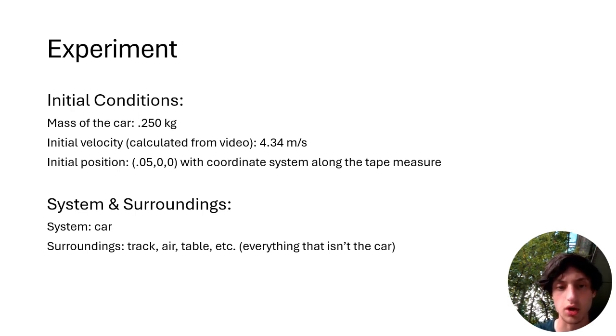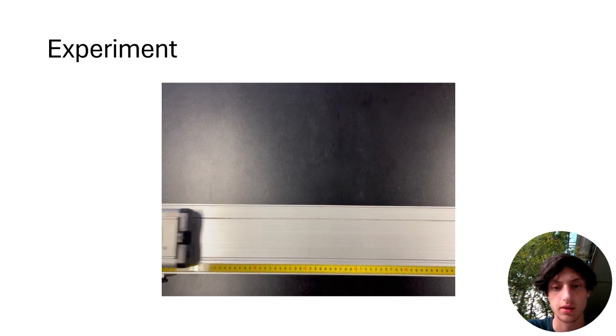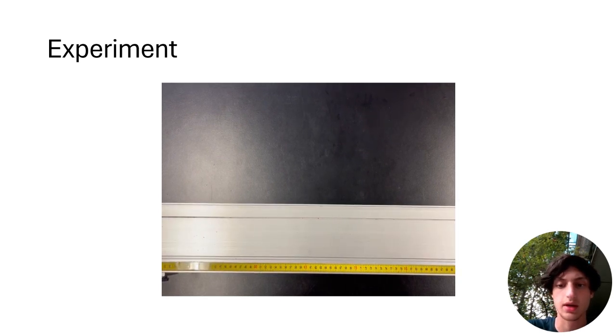My system is the car, and my surroundings is everything that isn't the car, so the track, the air, the table, everything like that. Here is a video of my experiment. And you can see the cart moving at constant speed across the track.